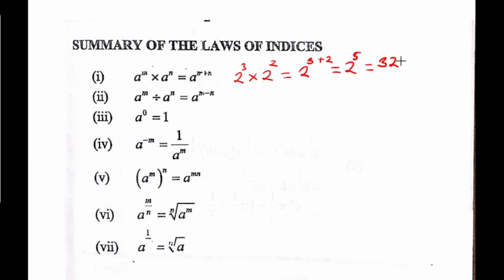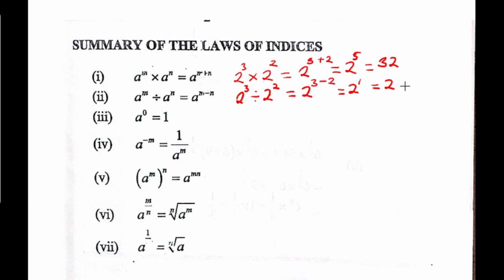The next one, we'll call it the quotient rule. Let's take, like the first one, the same example, 2 to the power of 3 divided by 2 to the power of 2. According to the law, this should give us 2 to the power of 3 minus 2, which would become 2 to the power of 1, which equates to 2. So that's the second law.